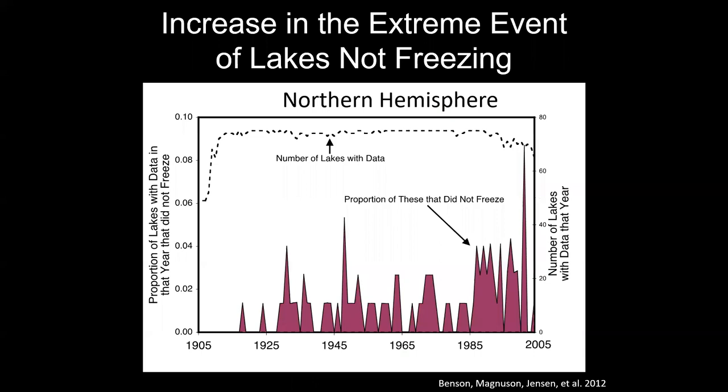A little more science. This is about 100 years, and it's for about 60 or 70 lakes, and the proportion of these lakes around the Northern Hemisphere that didn't freeze in a winter from 1905 to 2005. And what you see is not hard to imagine. The relationship's statistically valid. The proportion of these 60 or 70 lakes that didn't freeze is increasing as we go to the right.